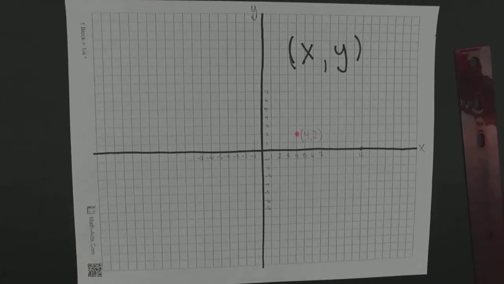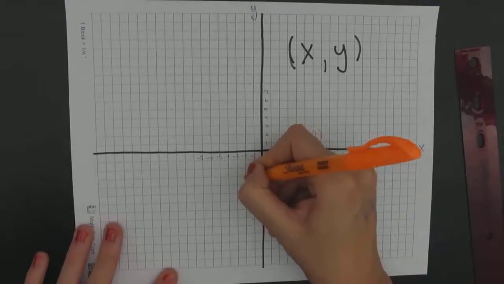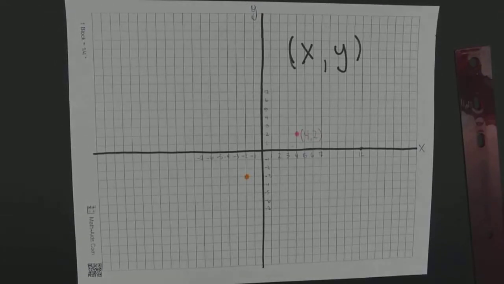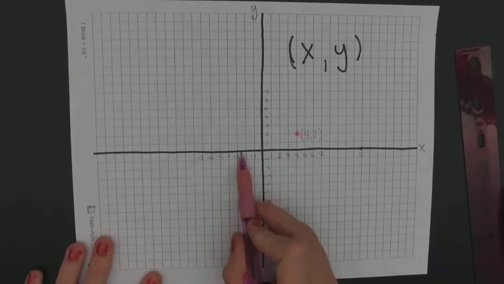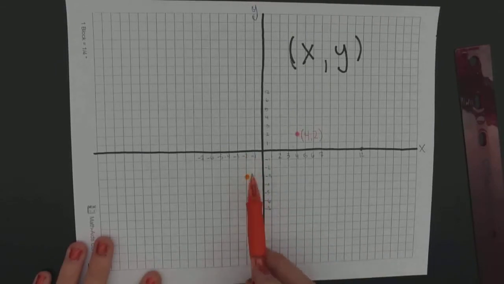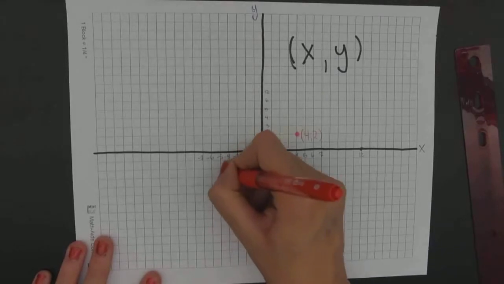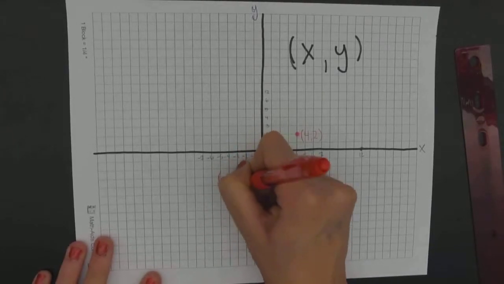I'm going to do one more just to give you guys a little bit more practice. Let's do right here. I find my elevator first, so I'm going backwards along my x-axis first. It looks like it's at negative 2 and then down 3. So if I were to name this one, I would say negative 2, negative 3.